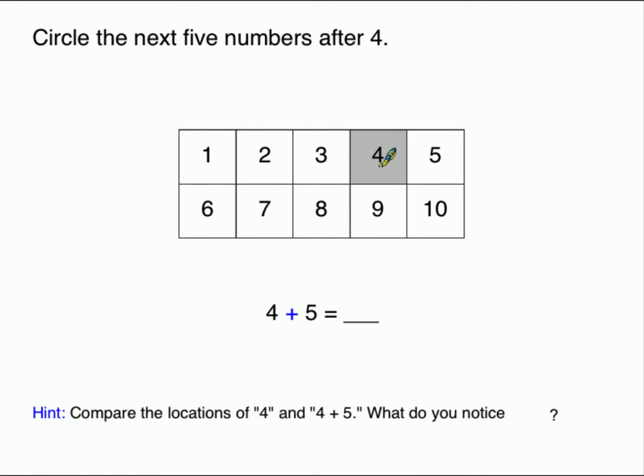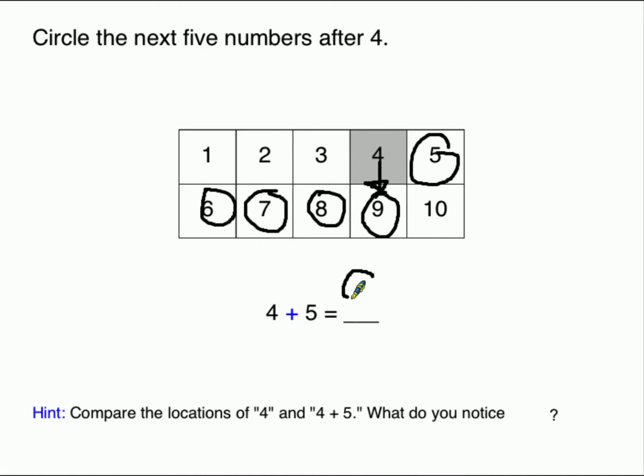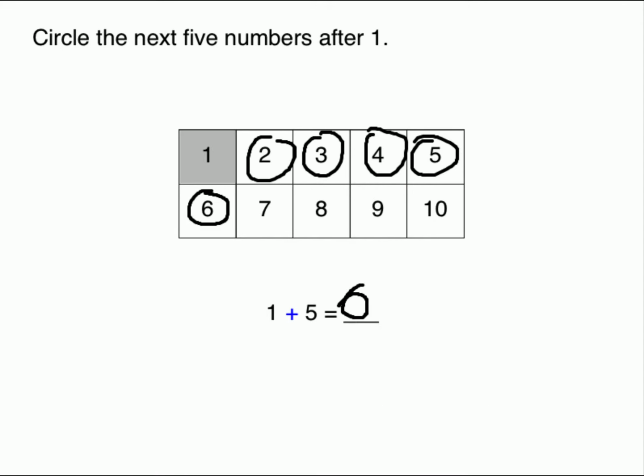5 more than 4 is 1, 2, 3, 4, 5. 5 more than 4 is 9. And I sure hope that you are starting to see, hey, wait a second here. The answer is always right underneath. Have you noticed that?